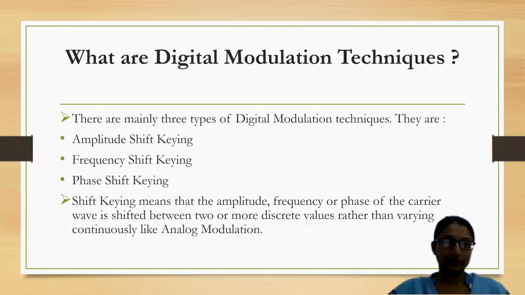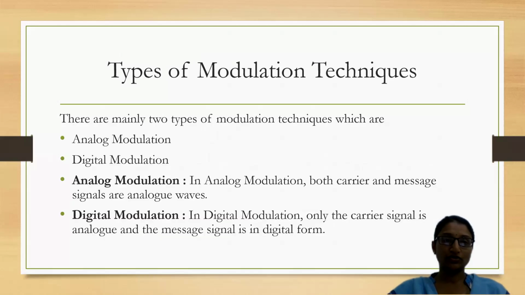Then what is our topic? That is digital modulation technique. Now we will have a look about our topic. There are mainly three types of digital modulation technique. So if you look back, in digital modulation, only carrier is analog, whereas message is in digitalized form.